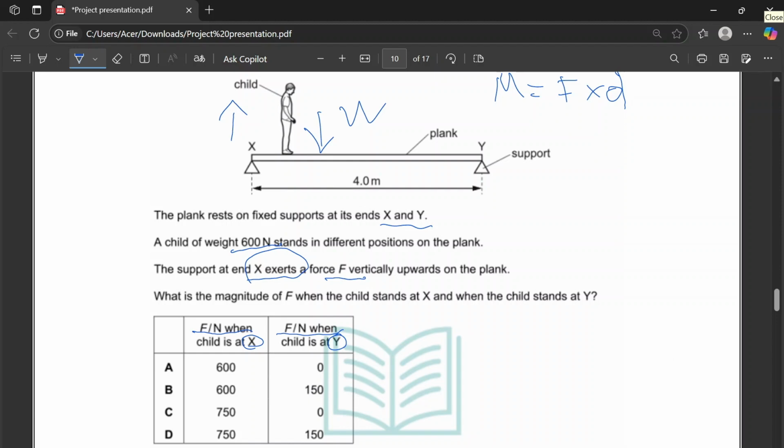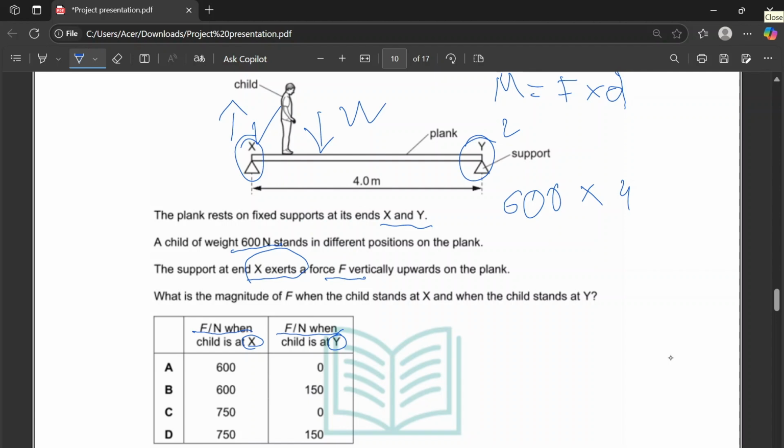If the child stands on x1, its weight will be 60 newton, times the distance from the y, because when calculating double pivot questions, you have to focus on both pivots. If they're asking for x1, you have to use y1. If they're asking for y1, you have to use x1. So this is the best trick for you to use on the exams. So we will multiply it by 4.